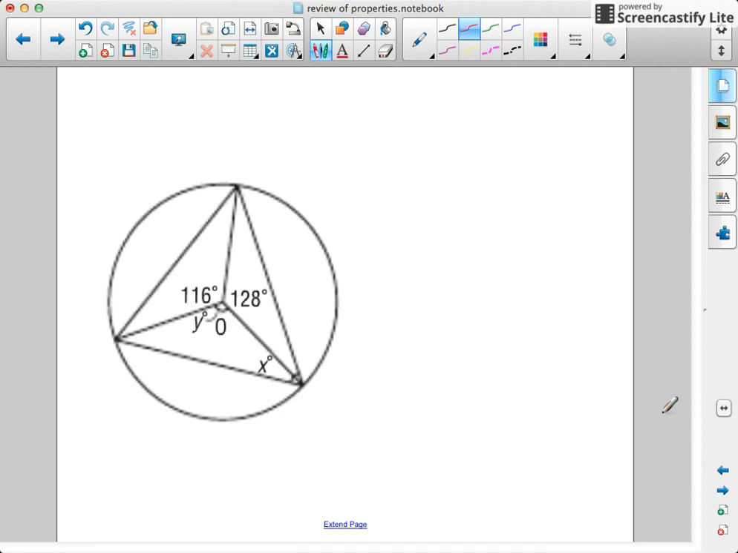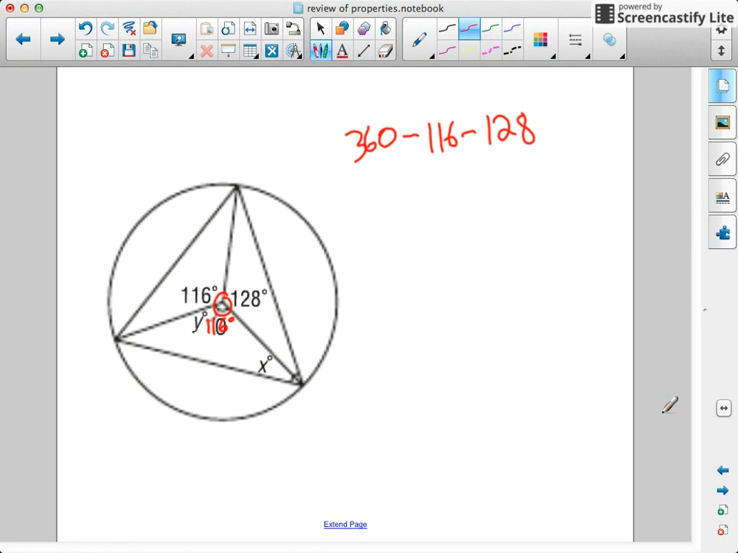Last example in this video. So to find y, I would have to look at this entire circle. A circle in a complete revolution is 360 degrees. So if I go 360, subtract 116, subtract 128, that's going to give me what that angle is right there. So what that ends up being is 116 degrees as well. So y is 116 degrees.